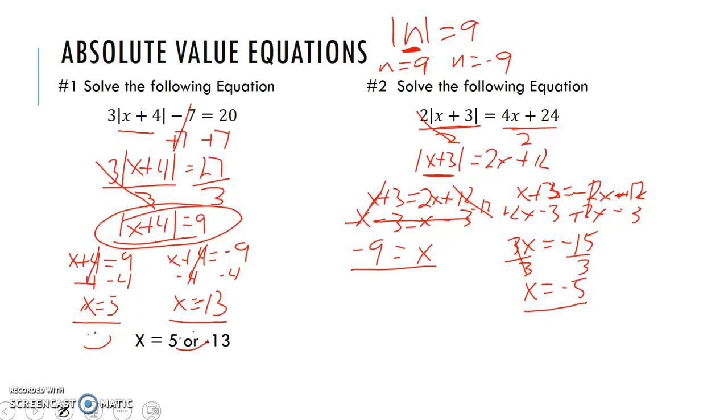But let's just plug both of these in to make sure that they both work. I'm going to start with negative 5. Negative 5 plus 3 over here is negative 2. The absolute value of negative 2 is 2, and 2 times 2 is 4.